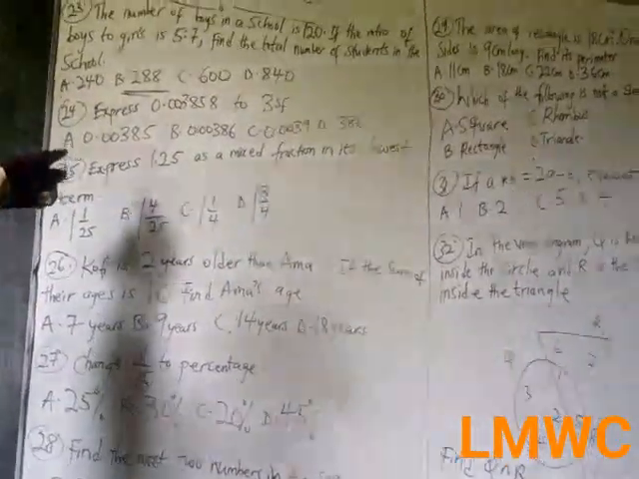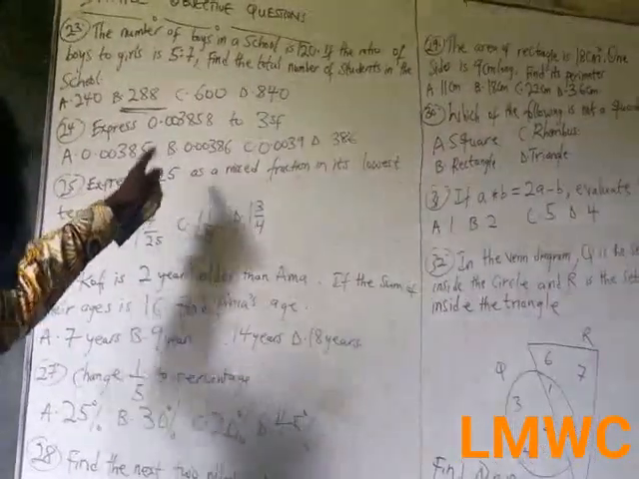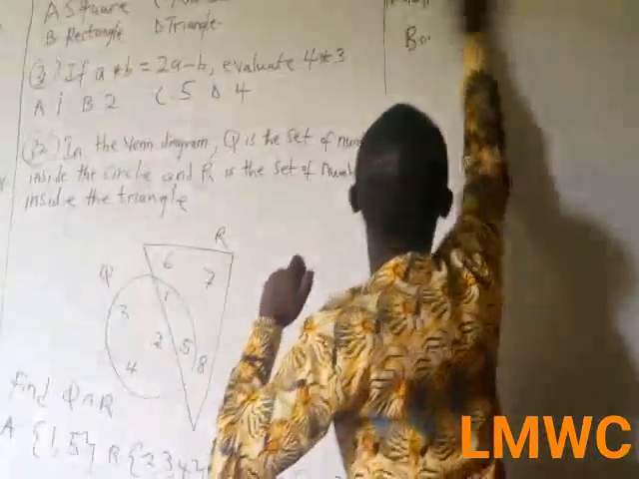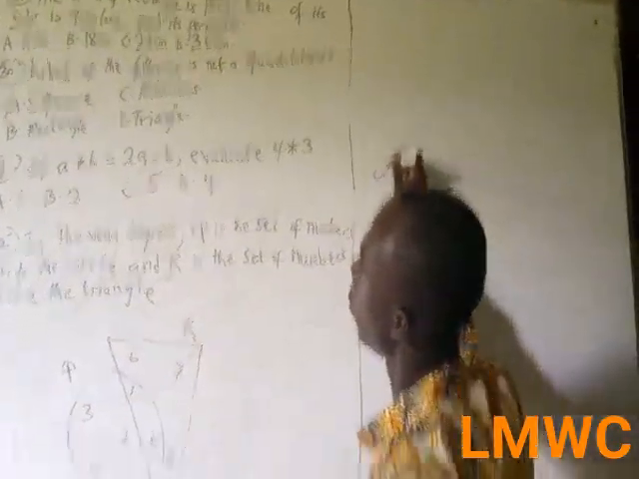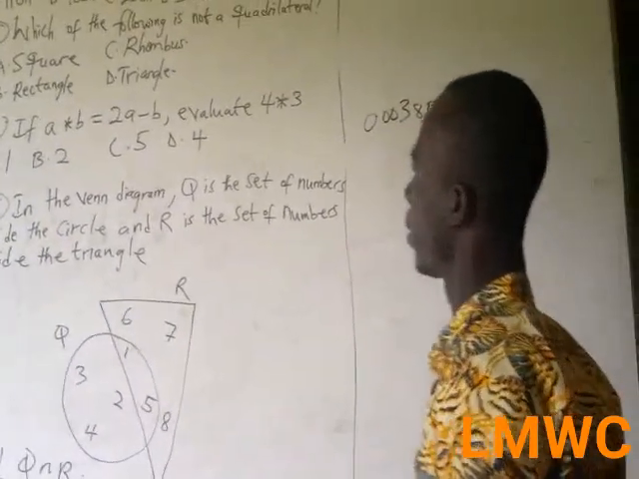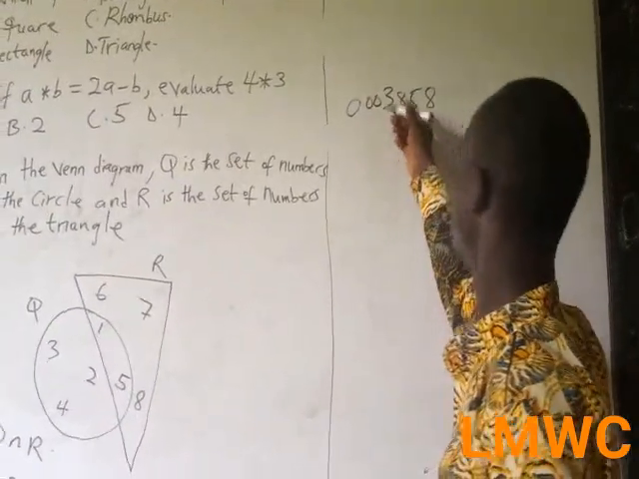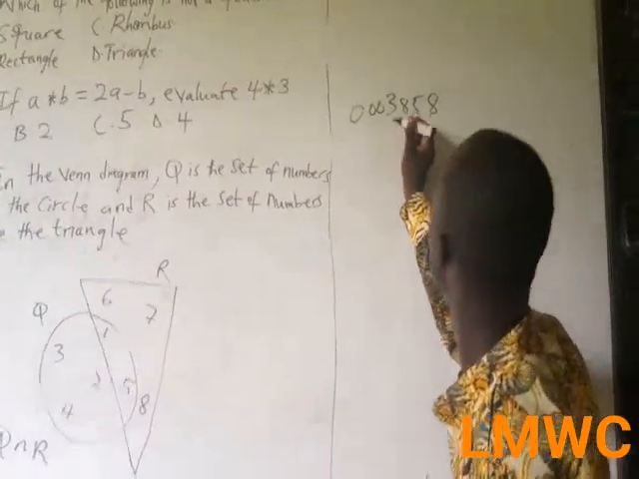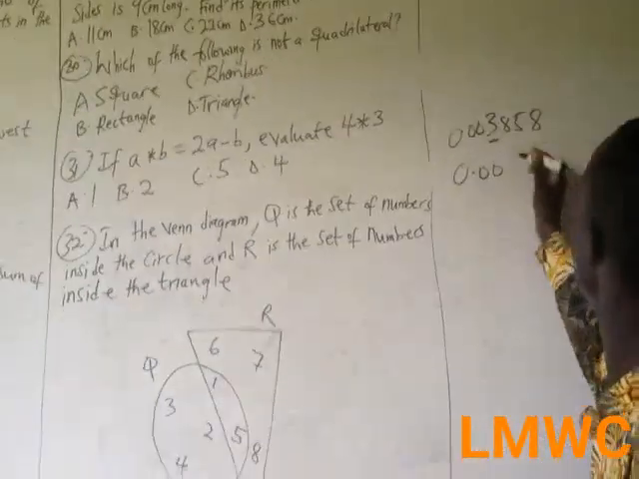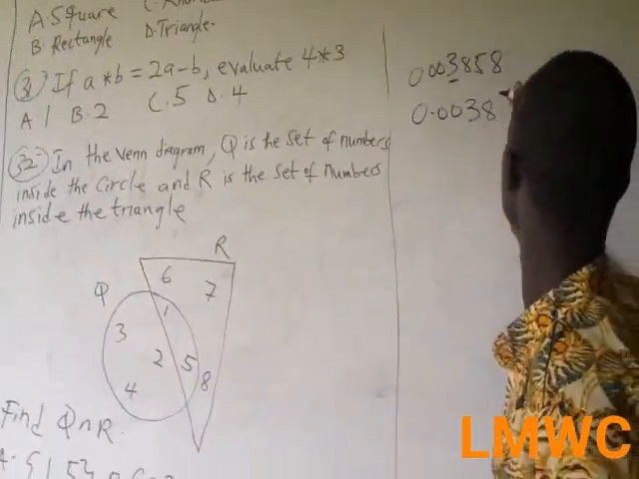Question 24. Express 0.003858 to 3 significant figures. So we have 0.003858 to 3 significant figures. Significant figures start after the 0 digit. So this means you will start from this portion. So we have 0.00. You start counting from this. So we have 3, 8.